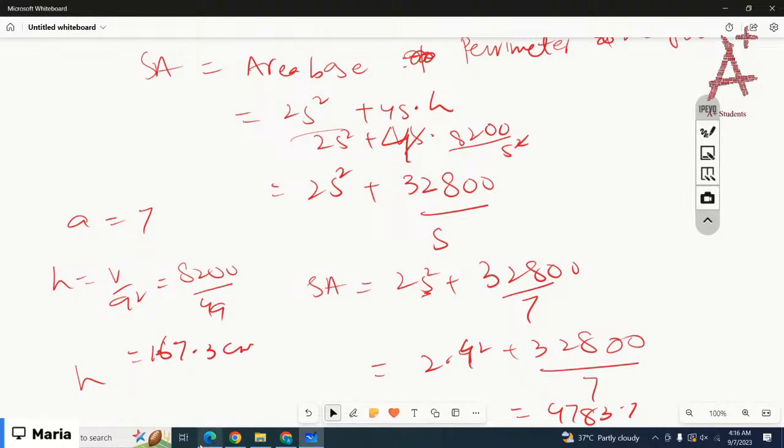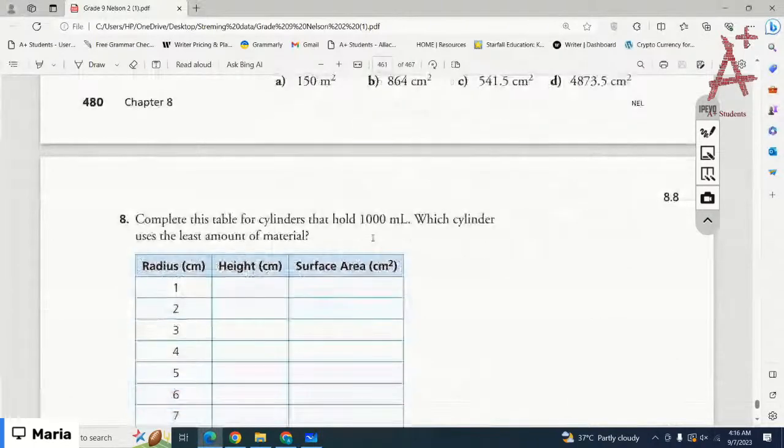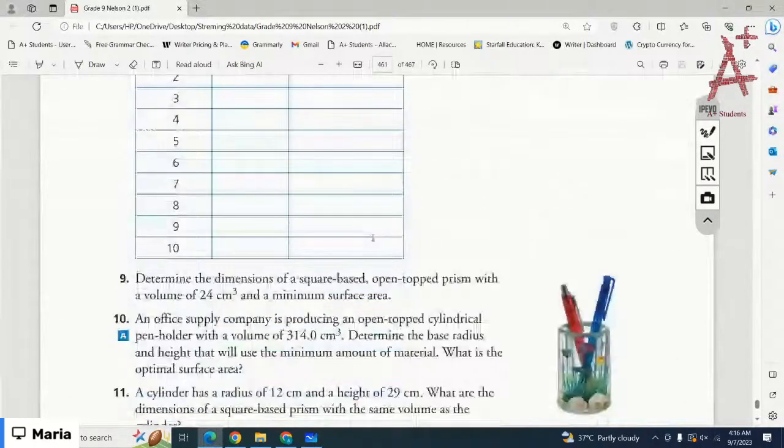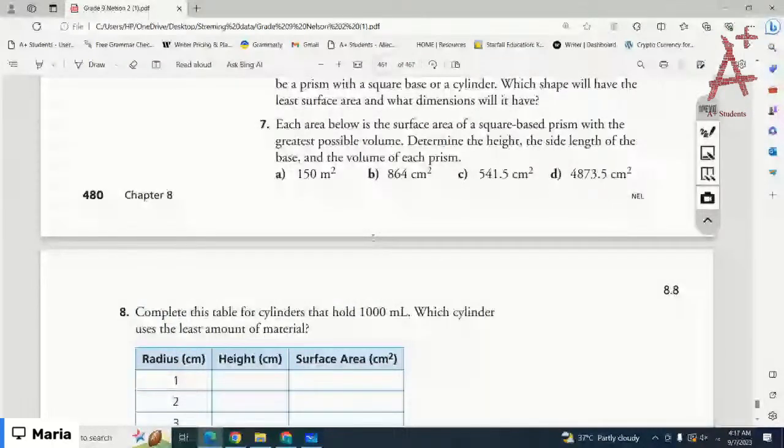Okay, let's just start with question number 9. Let's just do question number 7. Each area below is the surface area of a square base prism with the greatest possible volume. Determine the side length of the base and the volume of each prism. Okay, so you are given the surface area, that is 150 meter square.